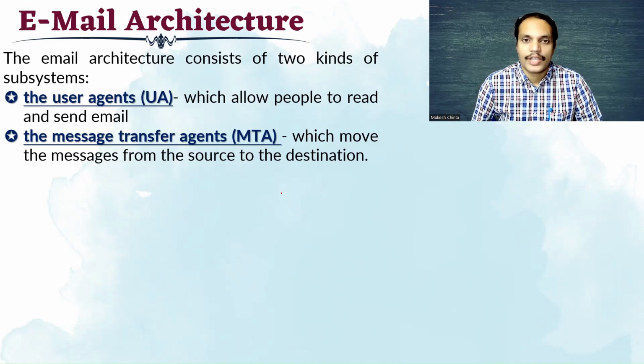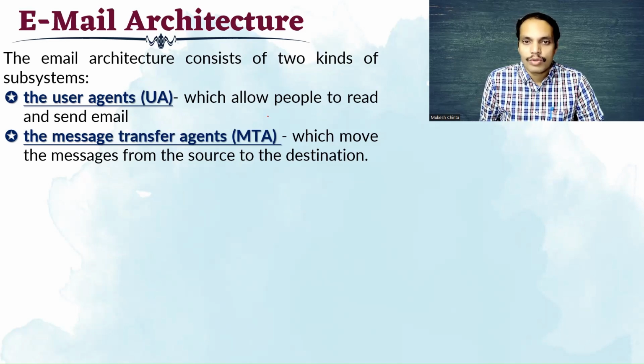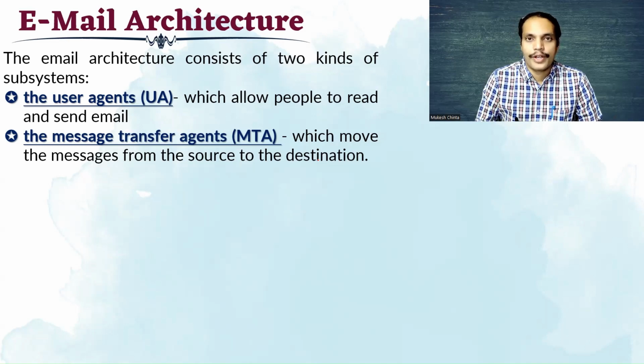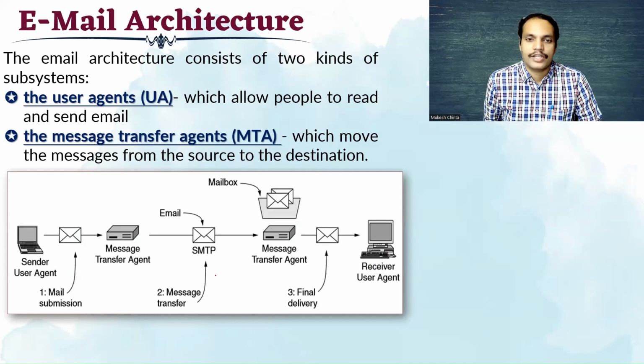The email architecture actually consists of two subsystems. The first subsystem we call the user agent, or UA in short form, which allows people to read and send email. Its main purpose is to allow people to interact with the email system, to send an email or to read an incoming email. The second subsystem is called the message transfer agents, or MTAs in short, which move the messages from the source to the destination across the network. So the delivery of the email from one point to another is the responsibility of the MTA. Now, this is how a simple architecture looks like.